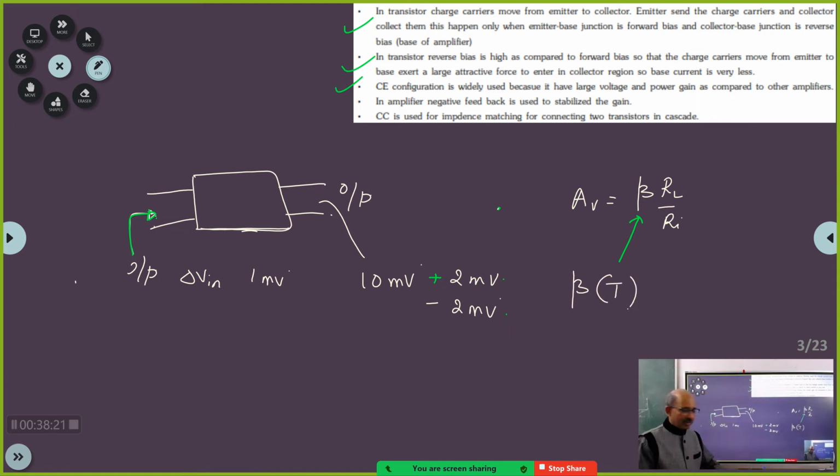Beta is a function of many things. One of the things is it is a function of temperature. So you can very well see that if the temperature increases, beta can increase or decrease. I will not discuss that. So beta will vary with the temperature, therefore AV will vary. If AV varies, then the output will also vary. Correct? Understood, all of you? So if the temperature varies, this will also vary.